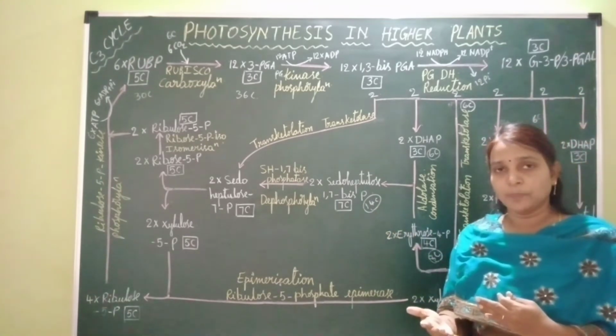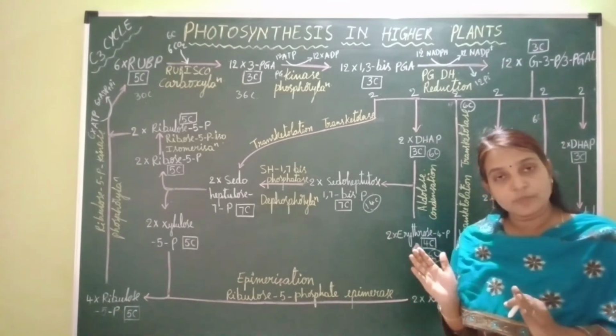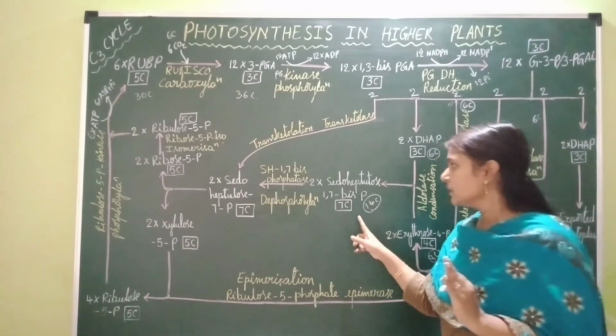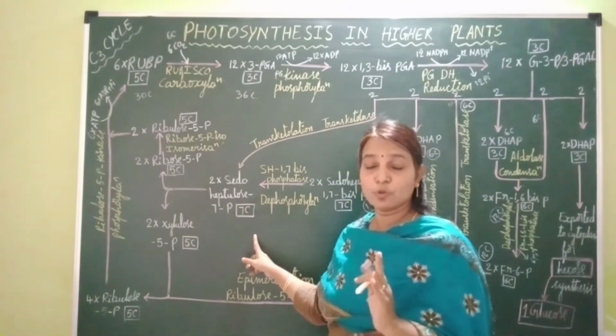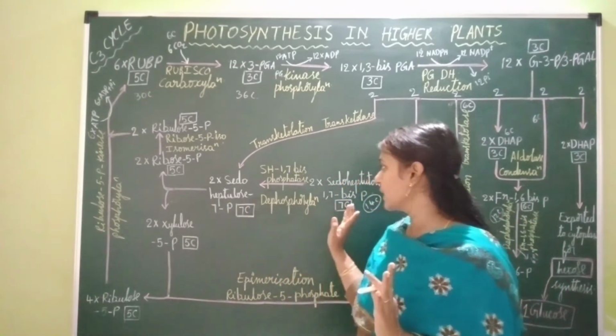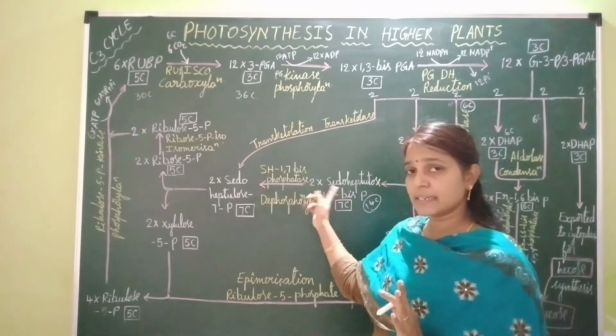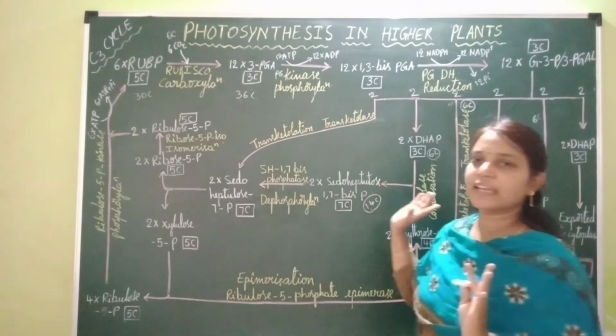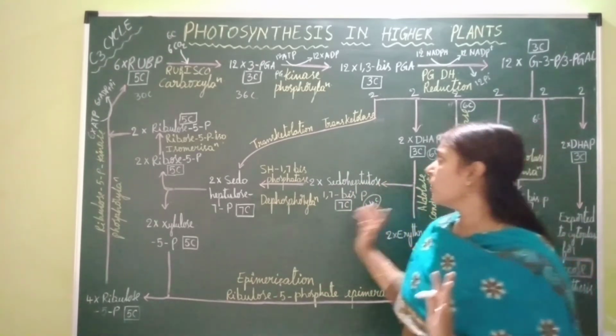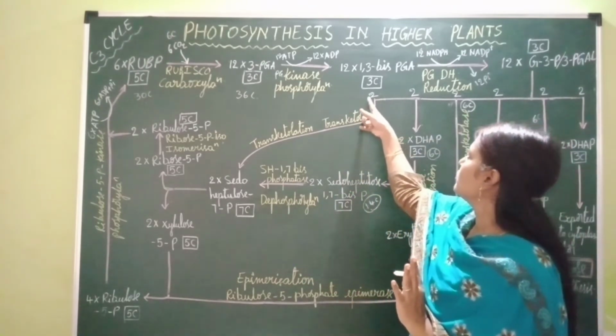Okay, now these two molecules of 7-carbon compound, that is pseudoheptulose 1,7-bisphosphate, undergo dephosphorylation, that is removal of phosphate, where 1 phosphate is removed from first position. So it results in the formation of pseudoheptulose 7-phosphate, two molecules of pseudoheptulose 7-phosphate, which is catalyzed by an enzyme. This reaction, dephosphorylation, is catalyzed by an enzyme pseudoheptulose 1,7-bisphosphatase.